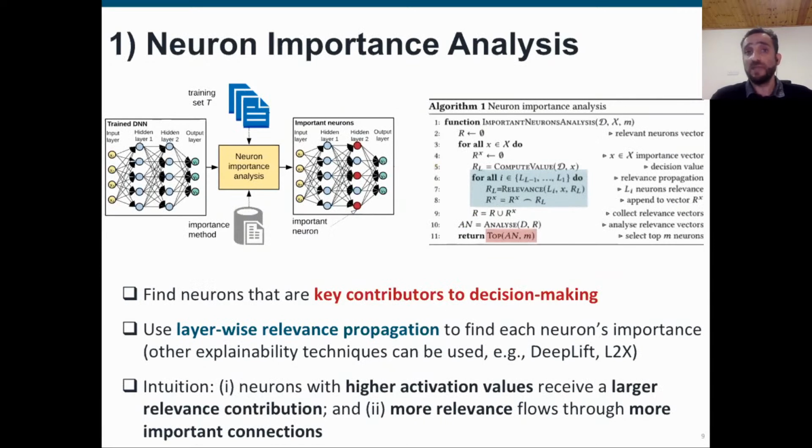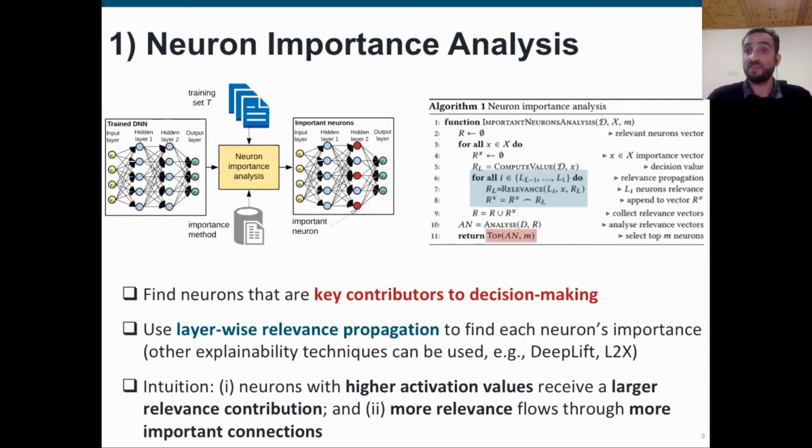So as I explained earlier, in the first step, we find the neurons that are key contributors to decision making. We leverage layer-wise relevance propagation to find the neurons' importance. But in general, we can leverage other explainability techniques like DeepLIFT, LIME, and so forth. This is a general framework.